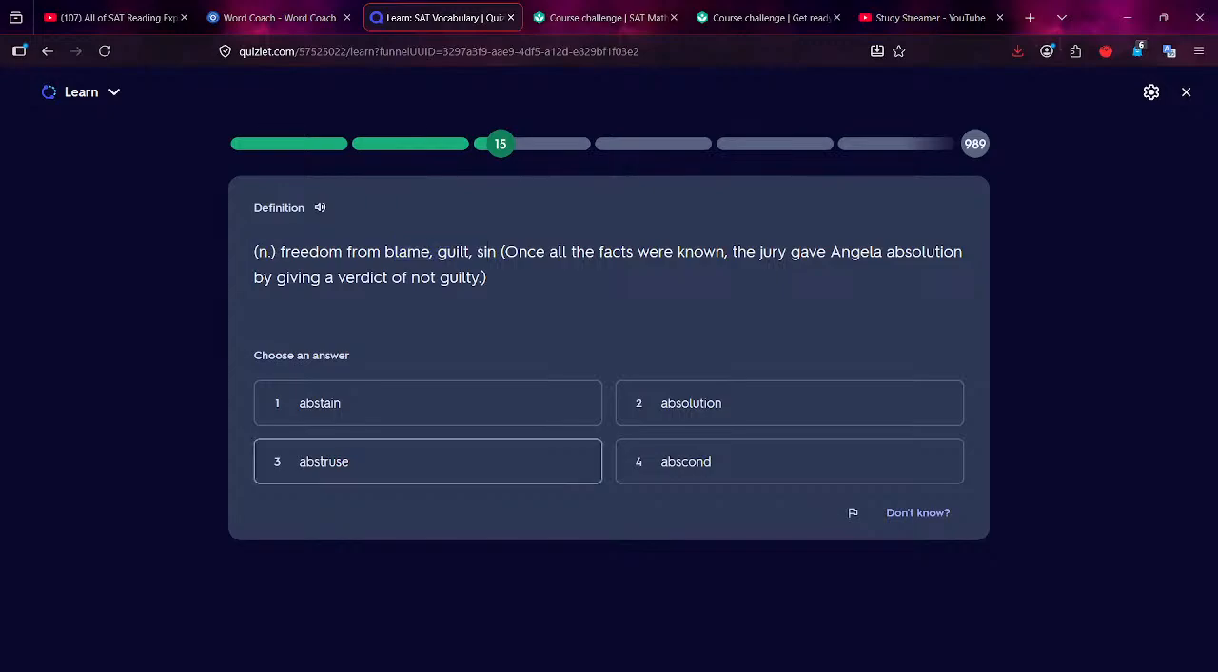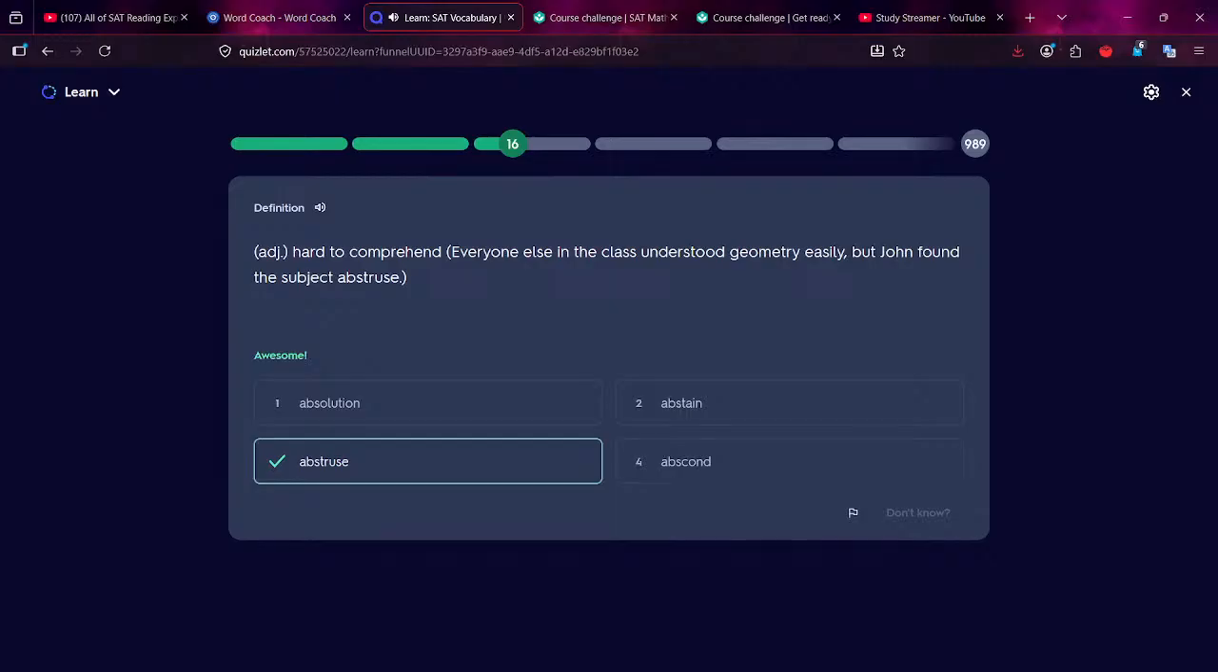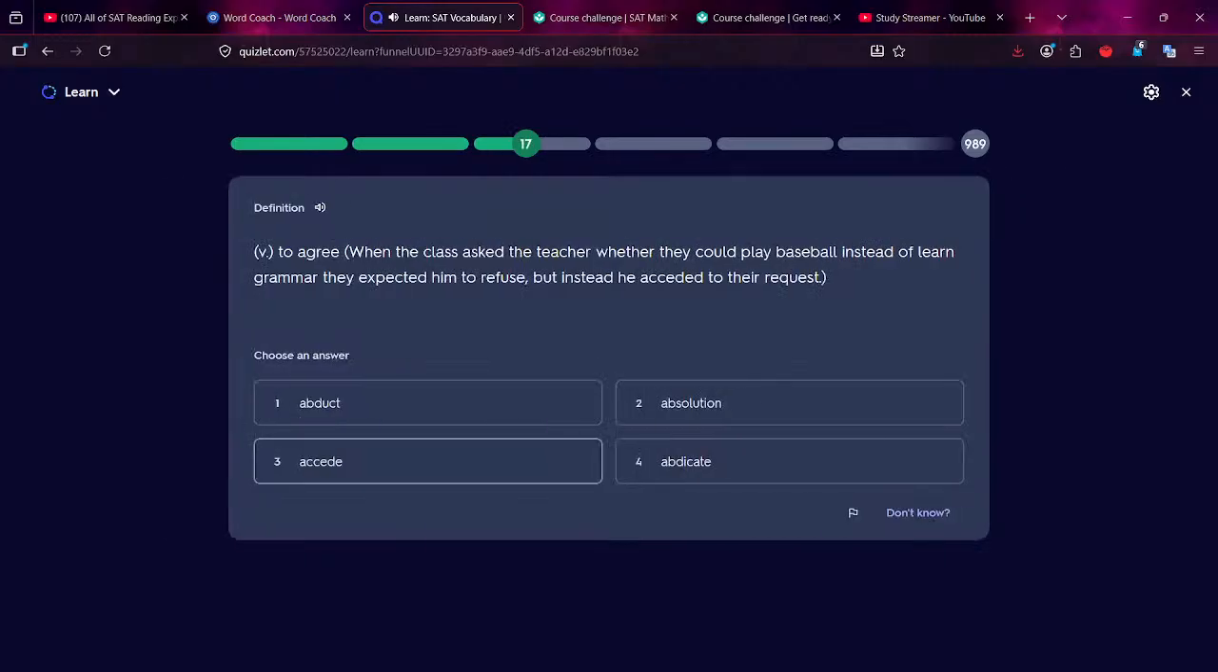Freedom. It's not going to be abstain. Abstruse, that sounds like a roadblock or something similar. Abscond or absolution. Let's go with abscond. Okay, it's absolution, freedom from blame. To freely choose not to commit an action, that's going to be abstain. Hard to comprehend. Abstruse, yeah, abstruse is hard to comprehend.